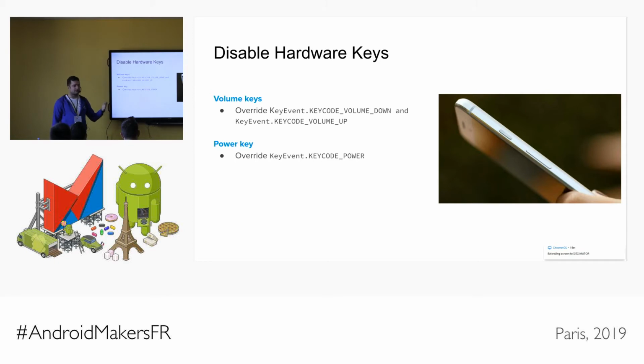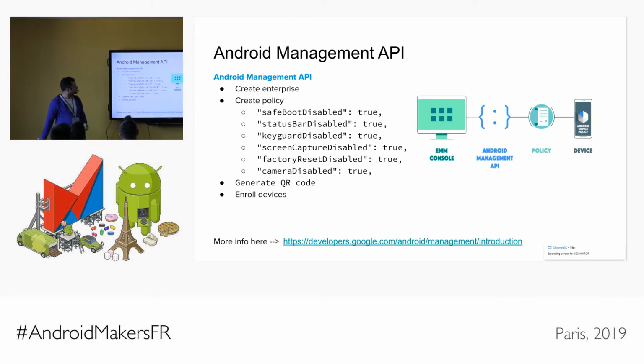Well, some time ago there wasn't, but now Google released a new API. It's called Android Management API, which is exactly for this use case. So what you do, you go to their console, you create an enterprise, and then you create policies which you put under this enterprise. And these policies are quite easy JSON kinds of things, like safe boot disable true, keyguard disable true, and stuff like that. You describe declaratively what state you want your device to be, and then as a result, it generates a QR code. And you can enroll your devices with a QR code.